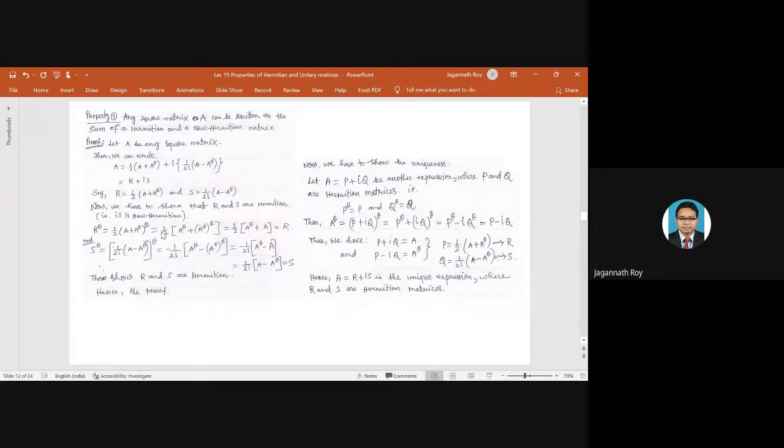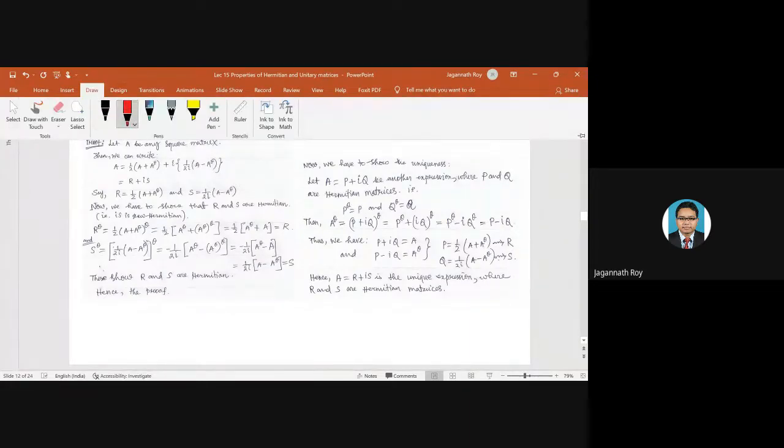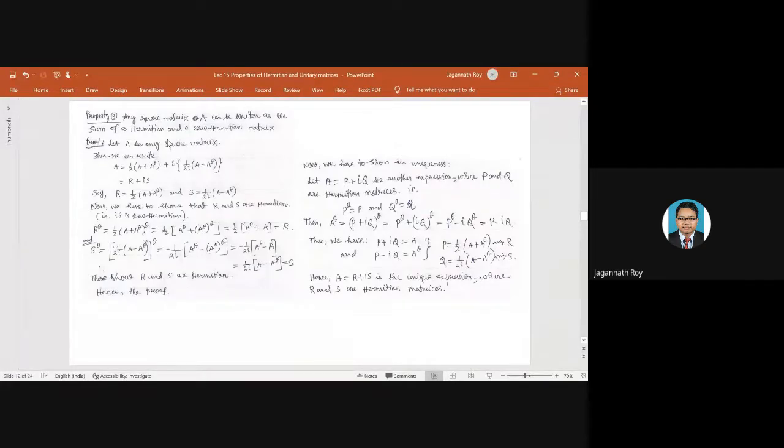Now, the first property that we have mentioned for any square matrix, any square complex matrix, A is any complex matrix.